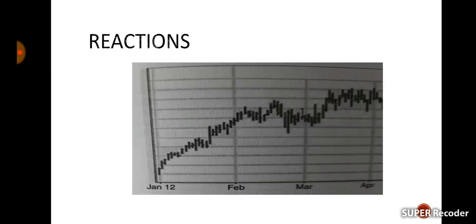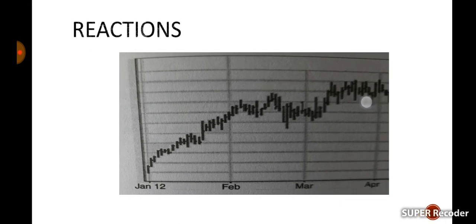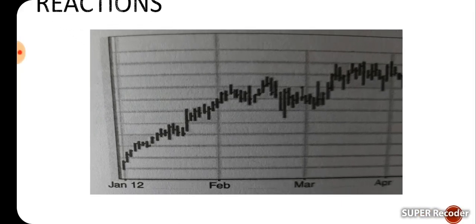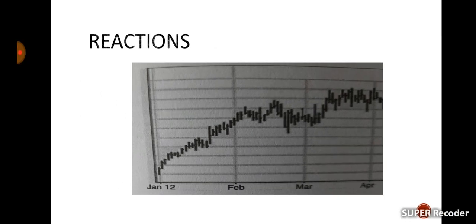You can identify this trend as an uptrend, but here we can see a counter move towards the downside. Here and here you can see a counter move towards the downside. This is what is known as reaction.